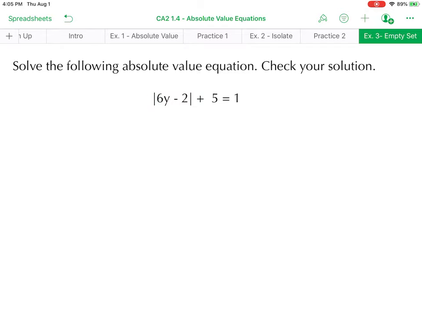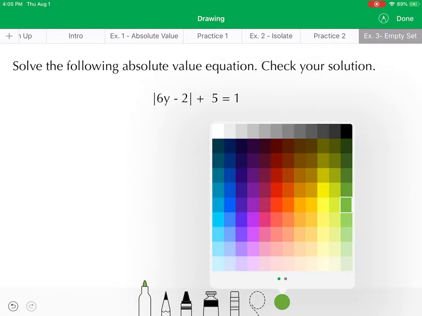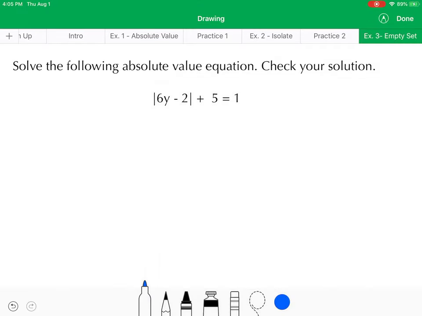All right, now let's take a look at what happens in this particular equation here. Solve the following, check your solution. All right, notice the absolute value is not isolated, so I'm going to begin by subtracting 5 from both sides.